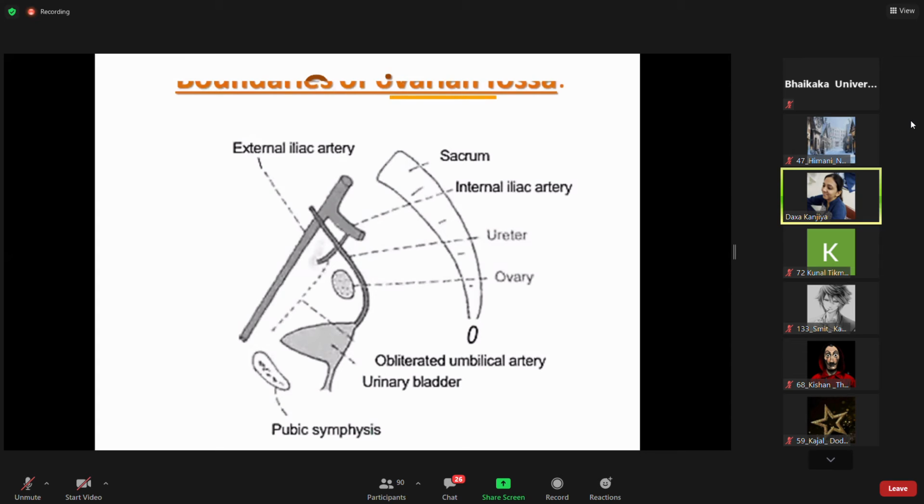Now it lies in the lateral pelvic wall in a particular area, and that area is known as the ovarian fossa. Here you can see the rounded area surrounding the ovaries. This is the ovarian fossa. So what are the boundaries of the ovarian fossa?